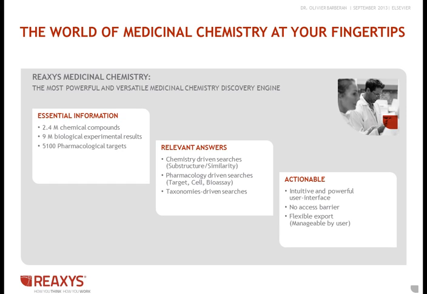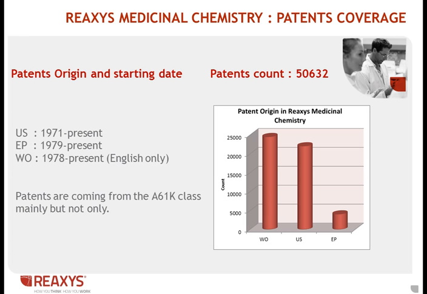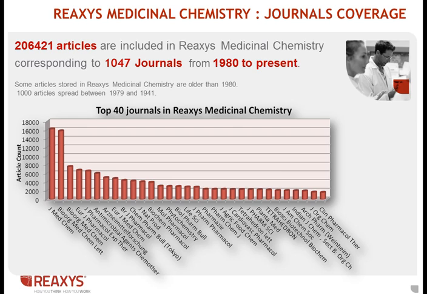Reaxys Medicinal Chemistry covers about 2.4 million compounds, about 9 million biological experimental results. Now, this 2.4 million compounds may be considered a low number of compounds compared to Reaxys, but you have to consider the number of compounds that are available, just in general, that have good bioactivity and target data, not only for efficacy, but also for metabolism and PK. The data is arranged to give you relevant answers through a very powerful user interface. There are about 50,000 patents covered, mainly from the A61K class, and going back to 1971. Journal coverage includes the top 40 medicinal chemistry journals, and also chemistry journals, pharmacology, and other journals similar to that. A little more than 1,000 journals in all, and not just Elsevier journals, journals from other publishers as well.